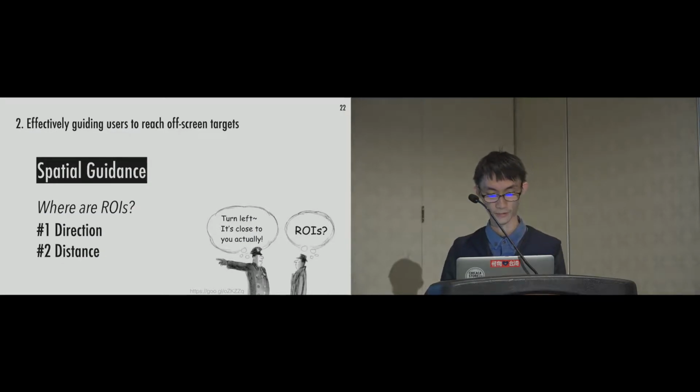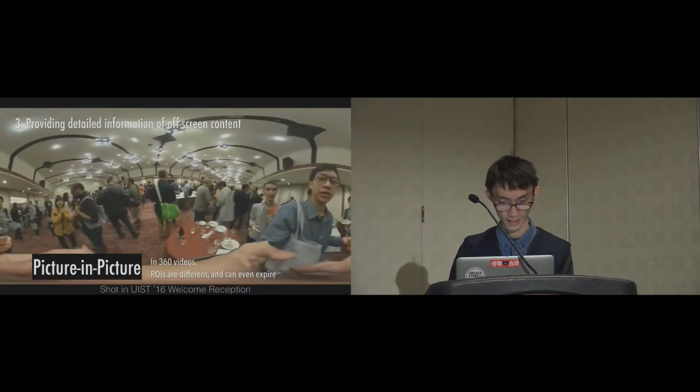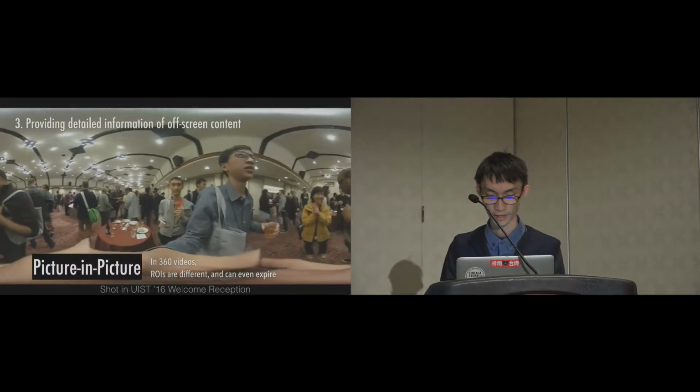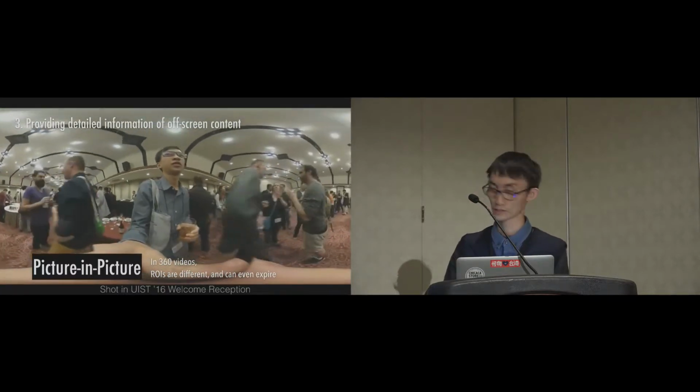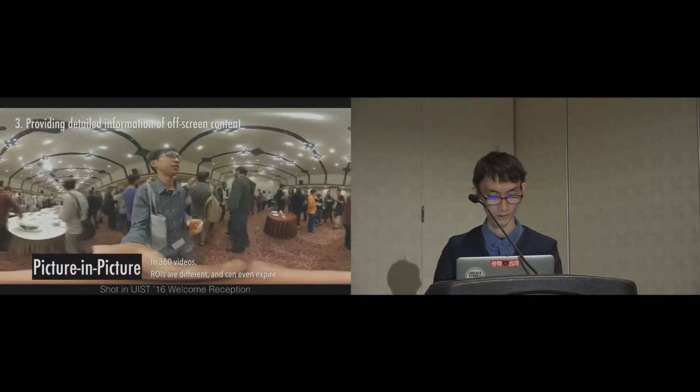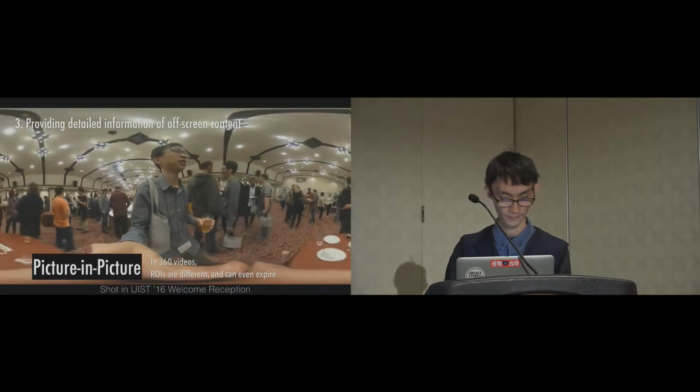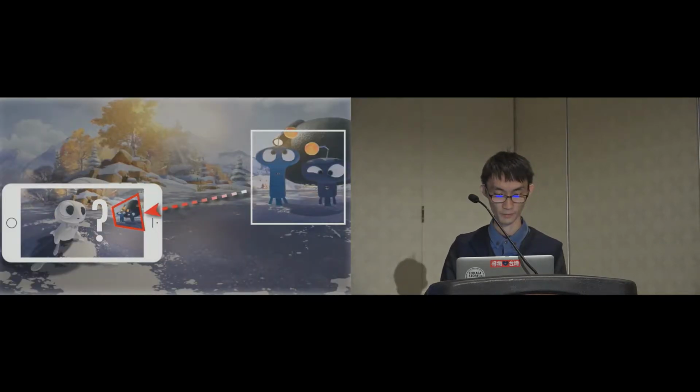Second, the design should effectively guide the user towards the target. To do so, the spatial hint should contain both directional and distance information. It should be easy to learn as well. Last, the design should have previews of context, since the meanings of regions of interest are diverse and also subjective among the viewers. So the design question becomes, how do we place the picture-in-picture on the main screen?